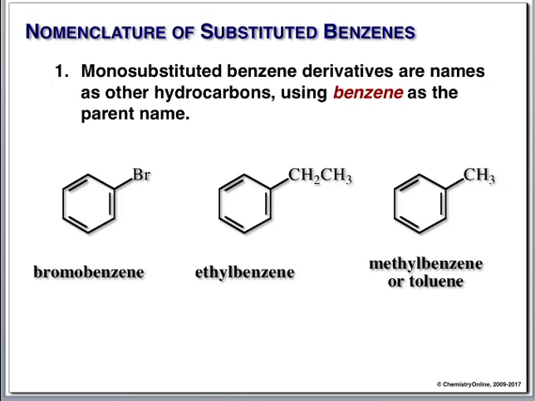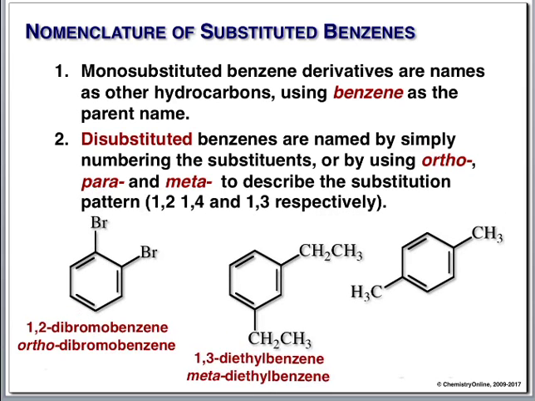Now, simple nomenclature. I said we're going to do this. We're going to start off with benzene as our parent name. For very simple things, we can just add what's attached. So we have bromobenzene, ethylbenzene, methylbenzene, but again, these benzene compounds are historic, and so therefore, they have lots and lots of trivial names. This is also called toluene, and that's acceptable by our IUPAC.